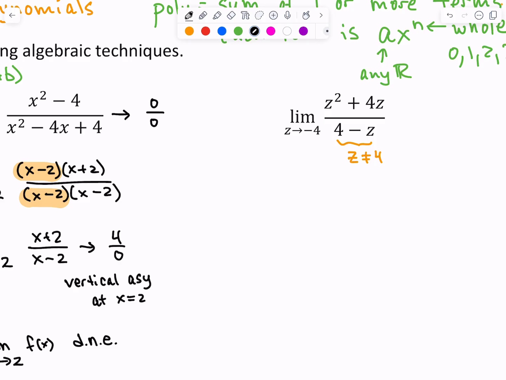So we can get the value of this limit by simply plugging -4 in. So we get -4 squared, which is 16, and then -16, all over 4 minus -4, which is 8. So this gives us 0 over 8. This is allowed, and 0 divided by 8 is simply 0.